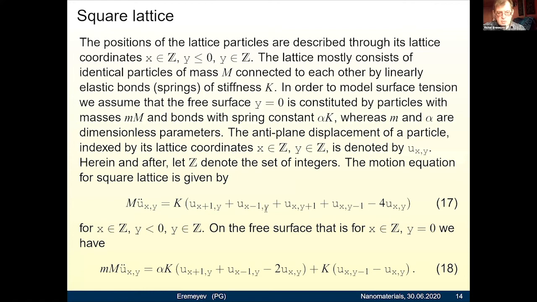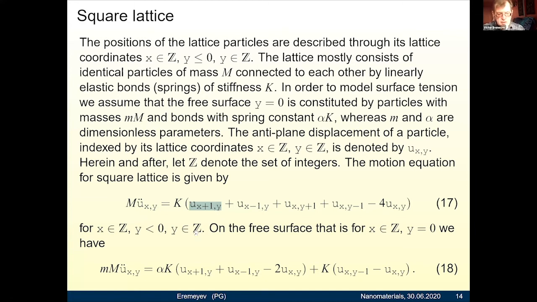Okay, now let us consider a square lattice. Now we switch to the discrete world. So we have discrete coordinates, integer numbers here. The displacements are still continuous, but they are given only at the lattice points. So instead of a partial differential equation, we have an ordinary differential equation, which looks like a finite difference equation. And here this notation means a displacement given at the point with these coordinates. For example, this element is given at the point with coordinates x plus 1, y.